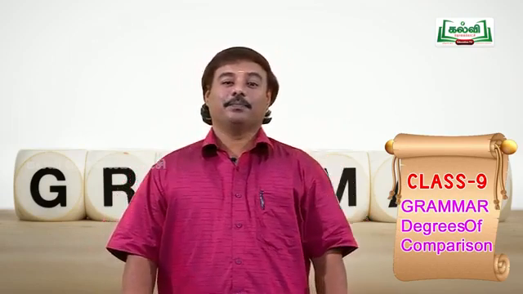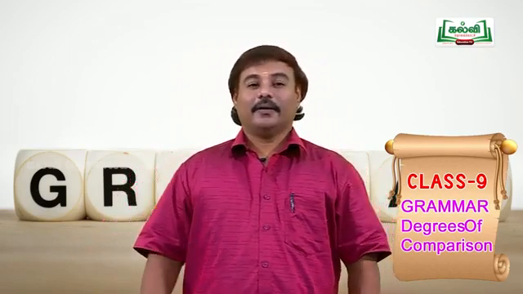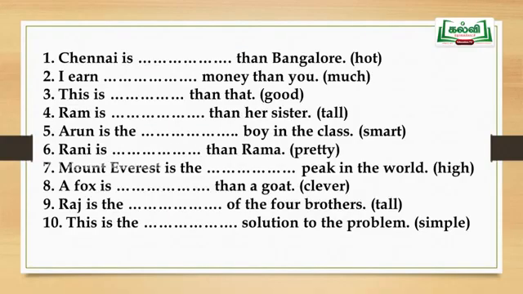Dear children, you can find ten fill-in-the-blank sentences. I have given the adjective at the end of the sentence. Your work is to find out the proper form of the adjective that you can place in that sentence. The first one I will do for you. Chennai is dash than Bangalore. In this sentence, you can find "hot" there.